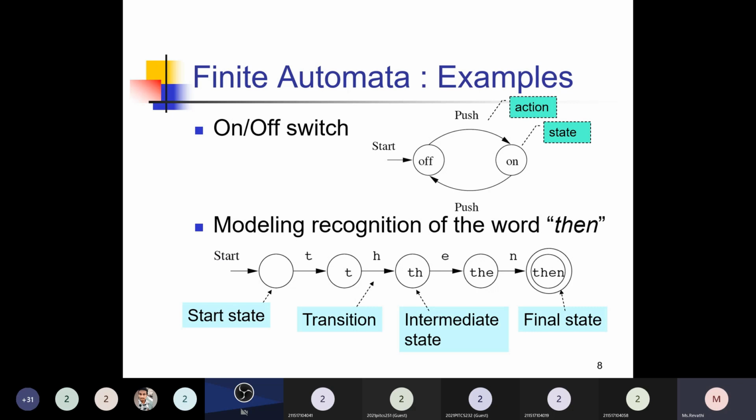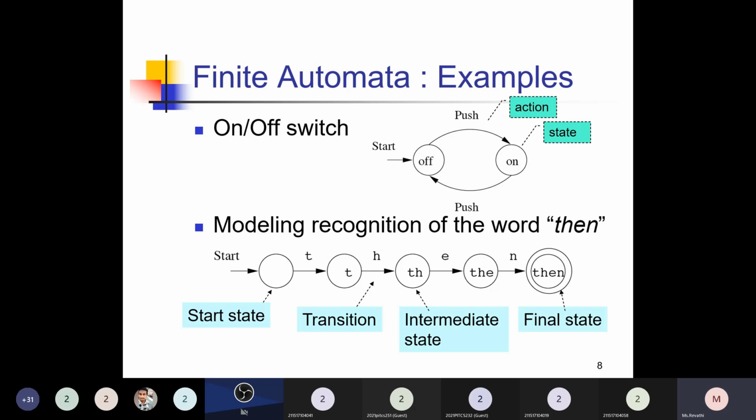So now coming to finite automata. Consider the example of an on off switch. Everyone uses a switch. If it is in the on state, we can switch it off. If it is in the off state, we can switch it on. This is nothing but a digital circuit, any type of digital circuit. This finite automata is used to design the digital circuit as well as check the digital circuit.